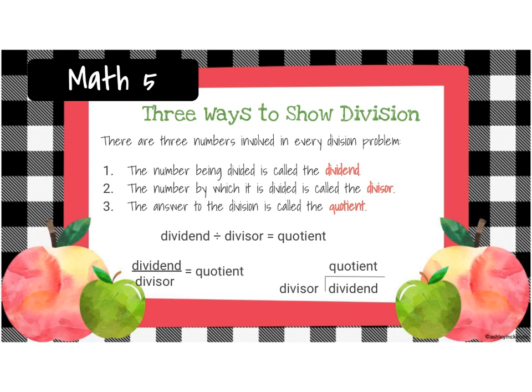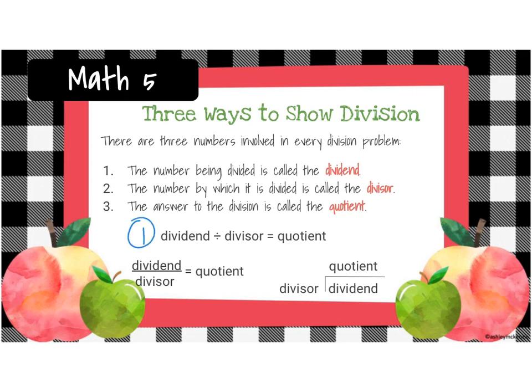Okay, so the number that's being divided is called the dividend. That's the number that's usually inside the division house or the division box. The number that we are dividing by is called the divisor. That's the number outside the division house. And then the answer to a division problem is called the quotient. So you can see it in 3 different ways.